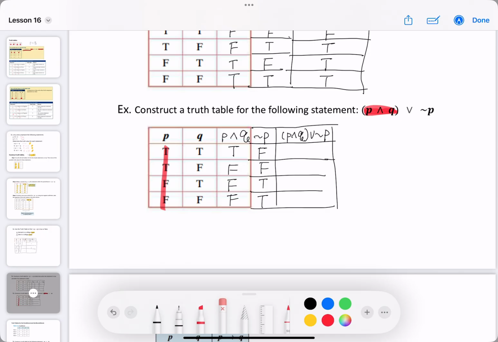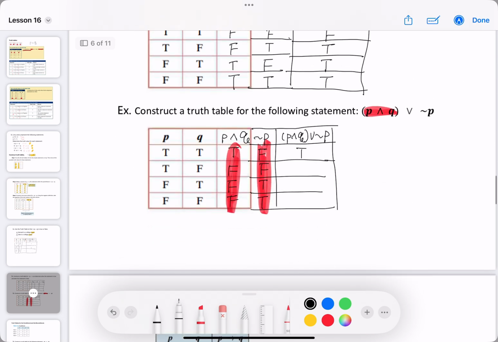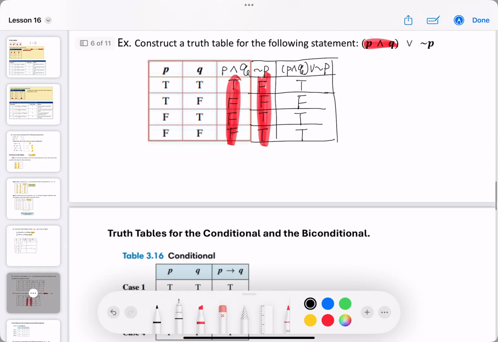So what should I do? I'm going to do the disjunction with this column and this column. We're having true or false. It is true. False or false is false. False or true. It is true. False or true. It is true. Okay. Let's see the next example.